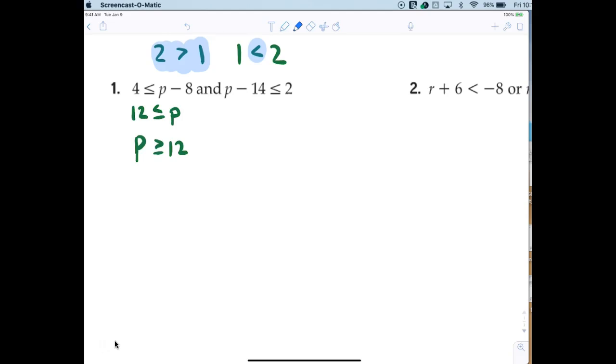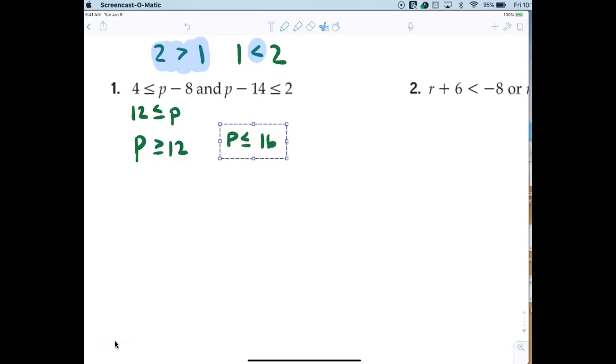Now, finish off. P minus 14 is less than or equal to 2. So what do I do for that? Add 14 to both sides. And when I do that, I end up with, thank you, P is less than or equal to 16.